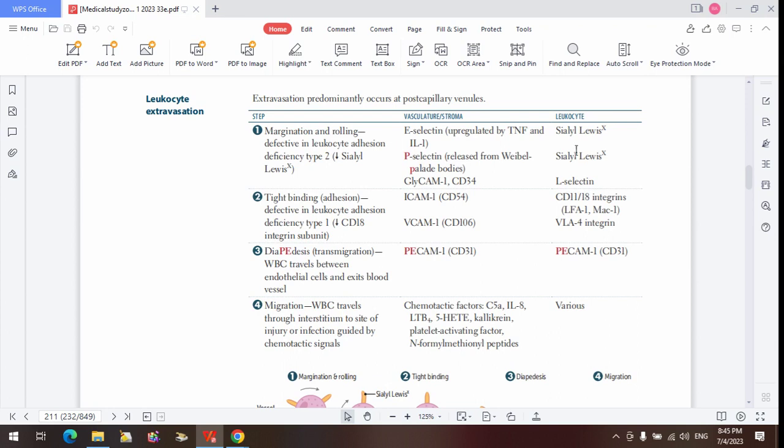And this has a clinical significance. If there is deficiency of Sialyl-Lewis X, you cannot have interaction of the leukocyte with the E-selectin on the vessel. You cannot have interaction of Sialyl-Lewis X with the P-selectin on the vessel. So there's no rolling. There's no way neutrophils can enter into the tissue because they have to roll first. If they cannot roll, that means neutrophils cannot get to the tissue. So that is one of the causes of leukocyte adhesion deficiency, but this one is type 2.